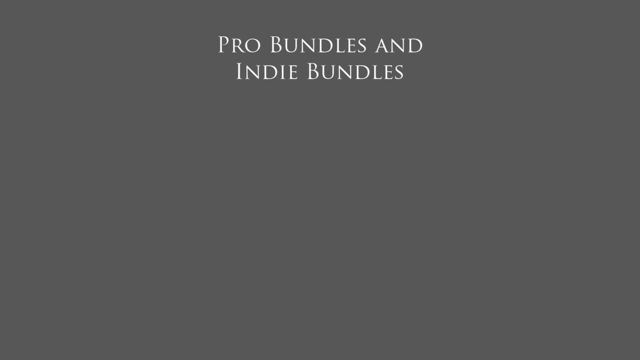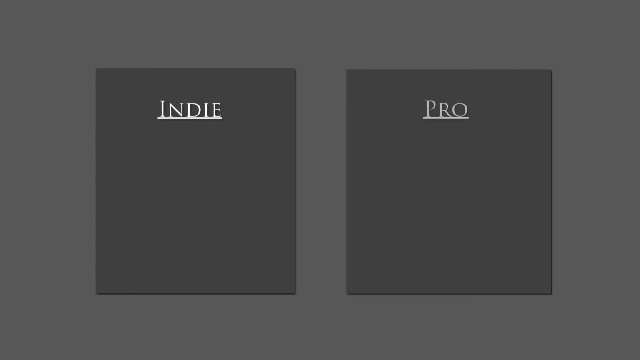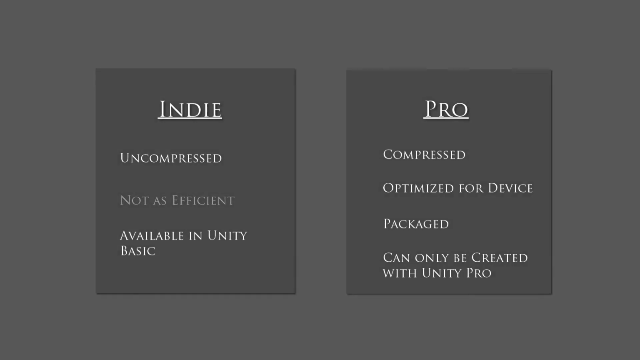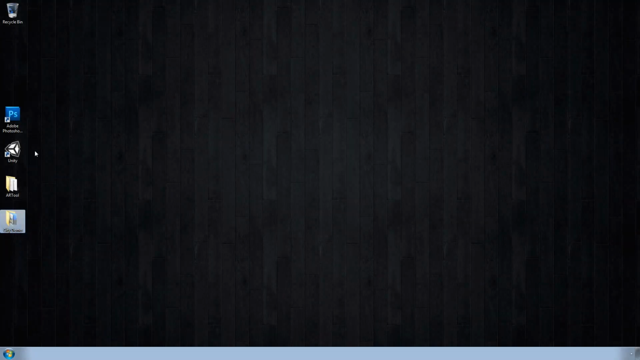Let me explain. Unity Basic, the free version, is limited to only using Indie bundles. Unity Pro can use the Pro bundles. Indie bundles are raw, uncompressed images, which are not as efficient as the Pro bundle's compressed, optimized, and packaged version. For this tutorial, Indie bundles will work fine. For a published app, it will be important to use the Pro bundles, which will save device memory and increase your app's efficiency. Let's move on to importing artwork and creating a bundle.